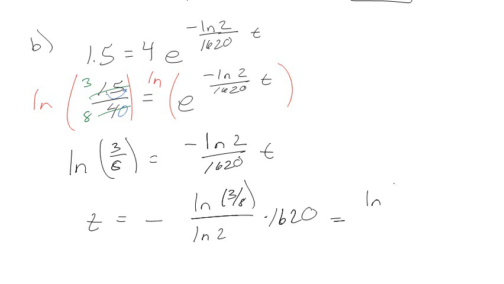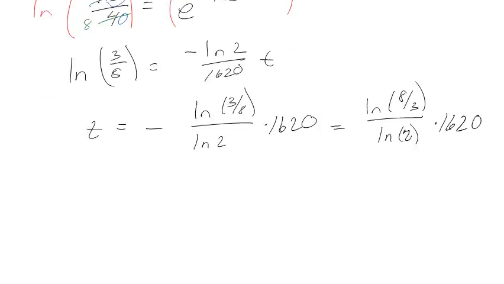I could switch this to 8/3 and get rid of the negative sign, but I can't combine those natural logs just because I can't. I could get out a calculator and solve this if I really cared, but if not, I have a perfect solution. This is the exact solution: in that long, however long that is, I will have exactly 1.5 left.